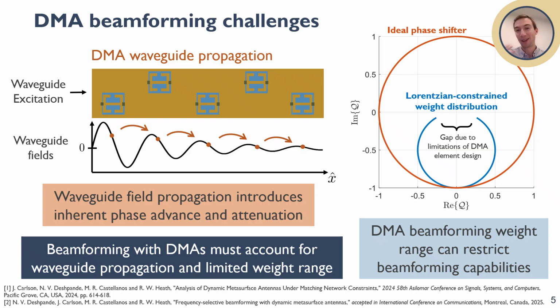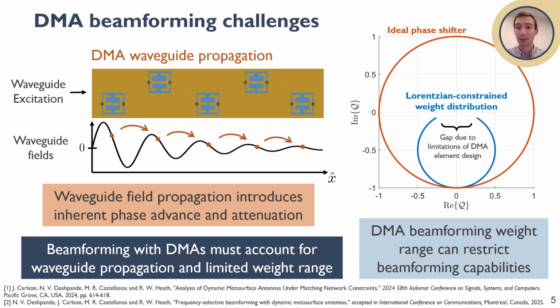Now, of course, having great beamforming and low power consumption, there's going to be some constraints and challenges with the DMA. So first, because it's a waveguide antenna array, there's going to be propagation within the waveguide that we need to account for in the modeling. There will be phases and amplitudes and attenuations that are going to occur that we need to account for in the model to complicate the beamforming approach that we will take.